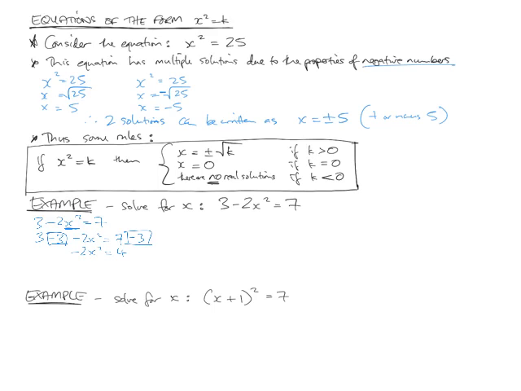I need to get rid of this negative 2. The opposite of timesing something by negative 2 is dividing by negative 2, so divide both sides by negative 2, cancels. x squared is going to be 4 divided by negative 2. It's going to be negative 2.